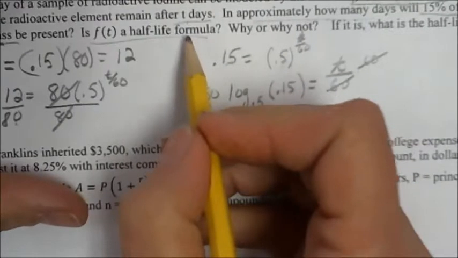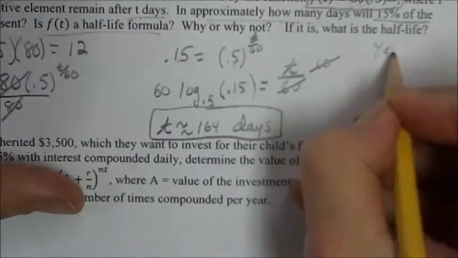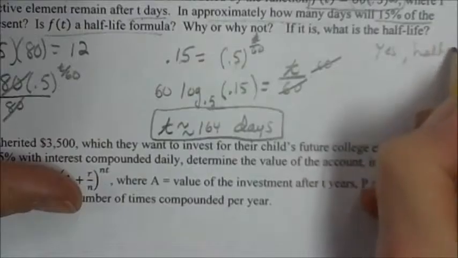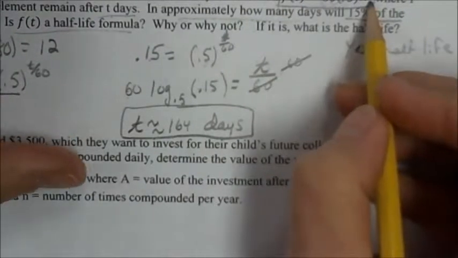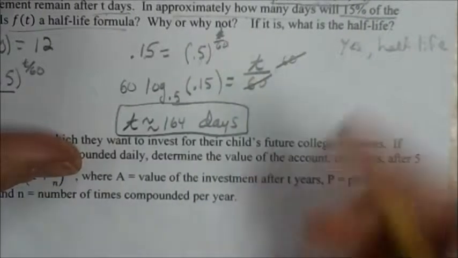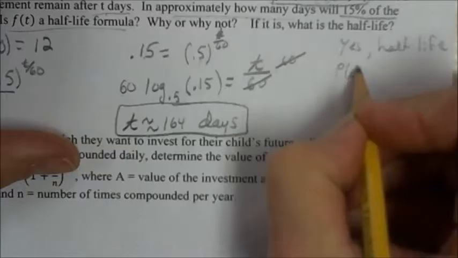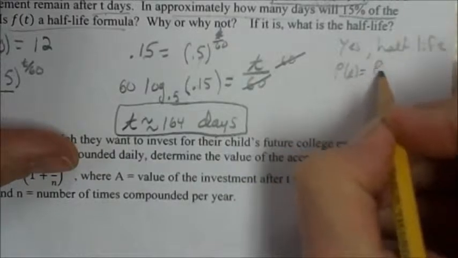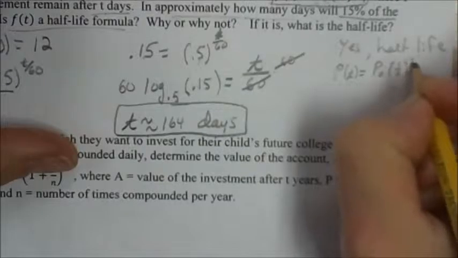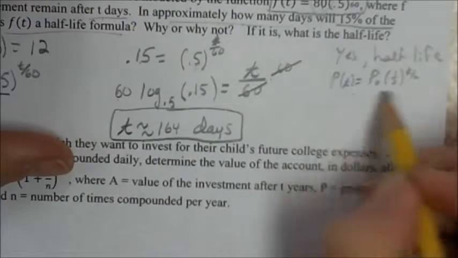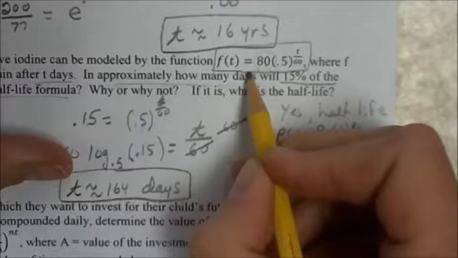Is this a half-life formula? The answer is yes. Why? Because this follows the half-life formula that we were working on in class, which says the population at any time t is equal to the initial population times 1/2 to the power of t over h. And this format follows the equation that we were given exactly.